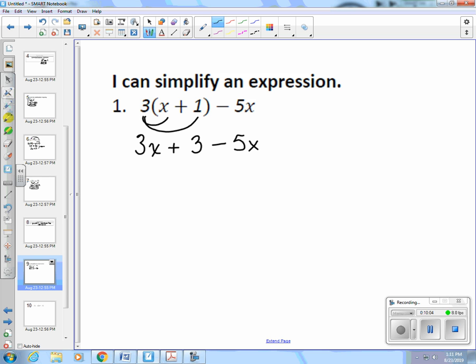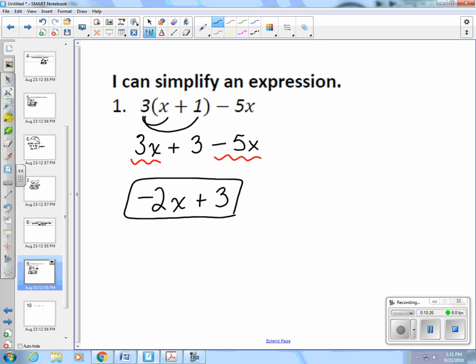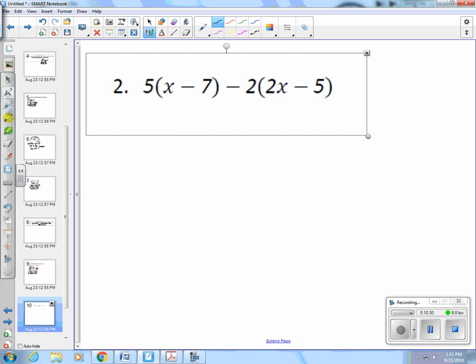At this point, we need to combine like terms. Notice this term and this term are like terms. They have the same variable to the same power. So 3x minus 5x is a negative 2x. Add 3, and this is as far as we can go. We've combined our like terms. Let's try the next one. Get rid of that box as well.